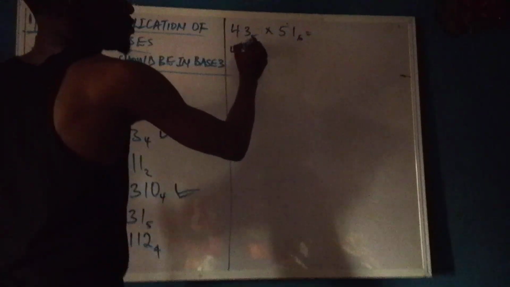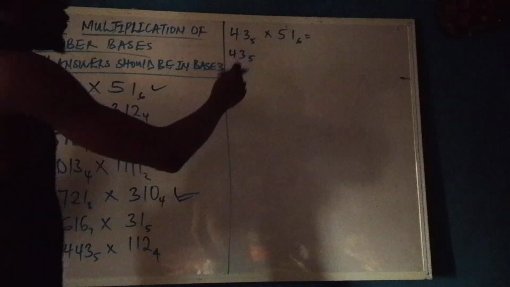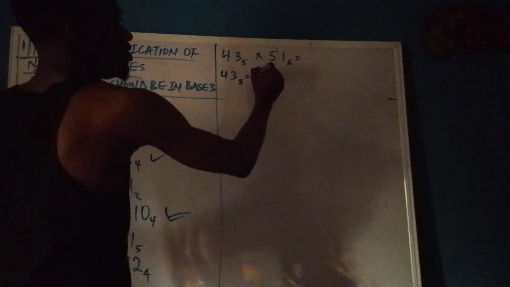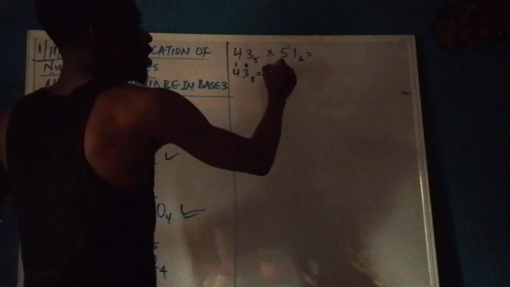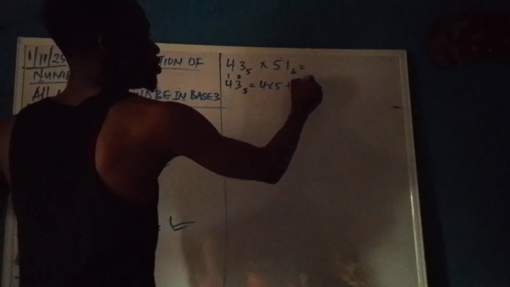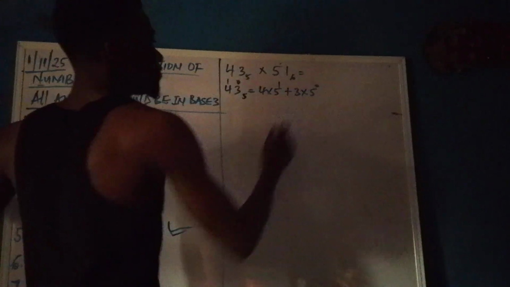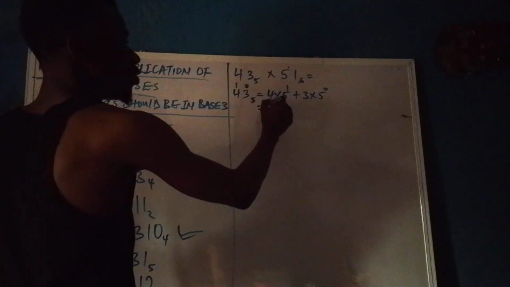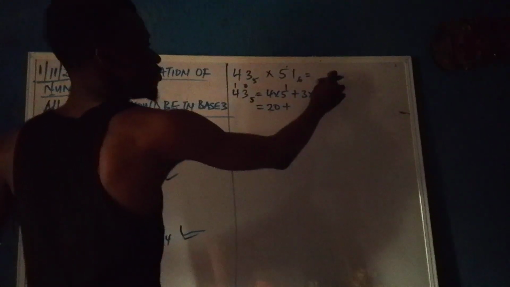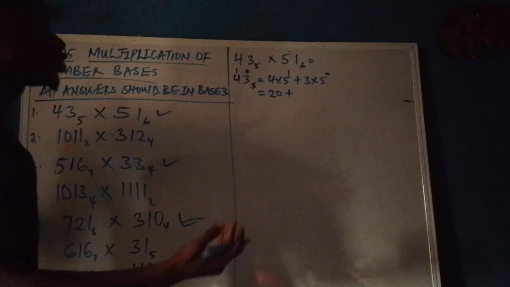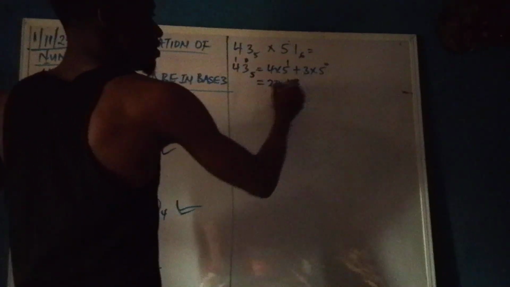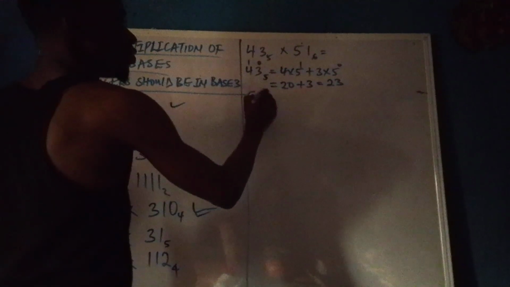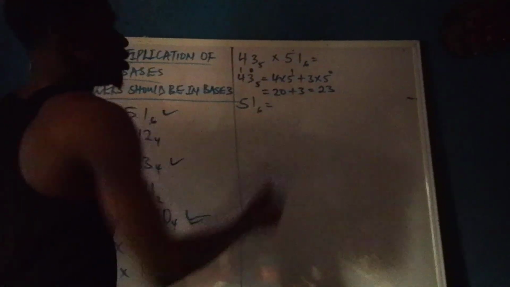Now 435. If I want to convert 43 base 5 to base 10, that will be 4 times 5 to the power of 1, plus 3 times 5 to the power of 0. So 5 to the power of 1 is 5, times 4 is 20, plus 5 to the power of 0, which is 1, times 3, that's 3. So everything is 23. Now let's convert 51 base 6 to base 10.